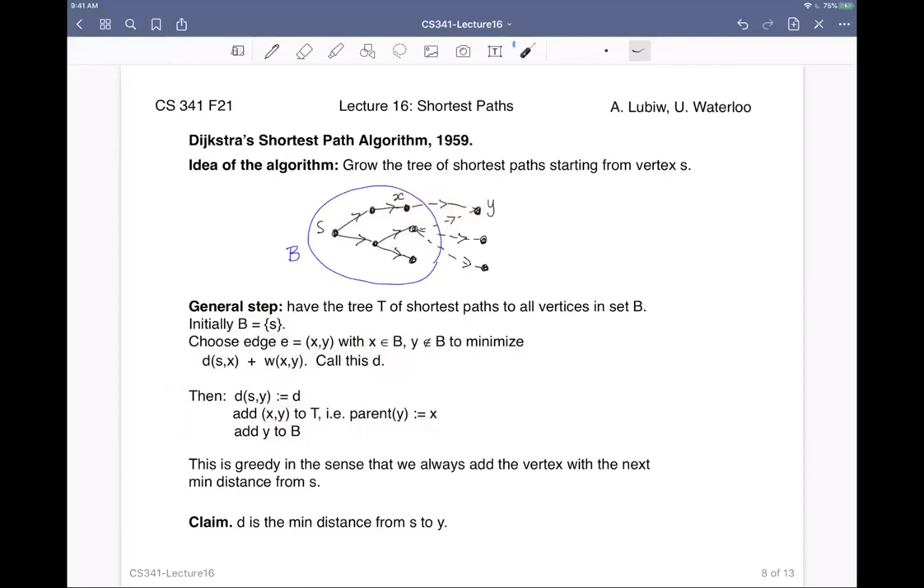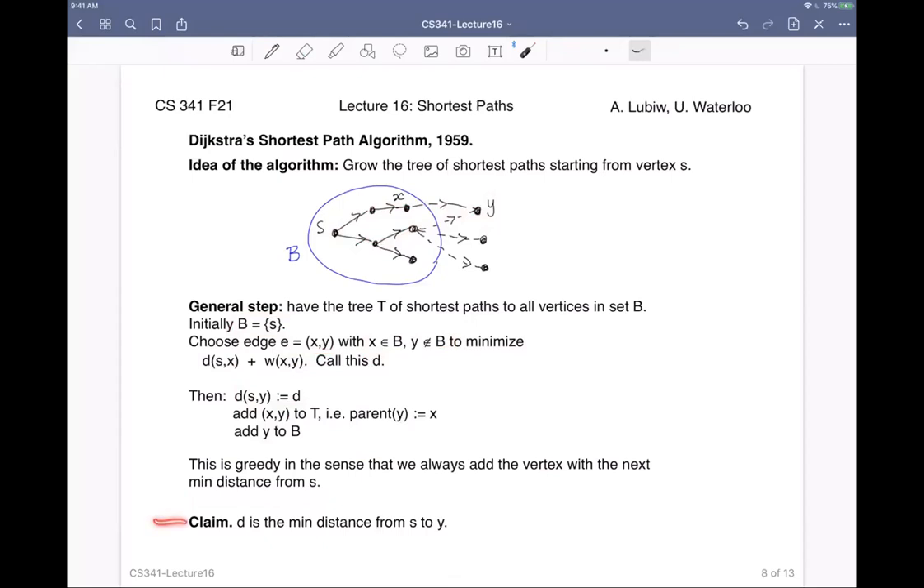I'll give you the exact pseudocode in a moment. What I'd like to address first is just the idea of this and why should this be correct. So again, it's a greedy algorithm in the sense that we're always adding the vertex, namely Y here, that has the next smallest distance from S. And that's actually something we need to prove. I mean, it is true, but we don't know it's true without proving it, okay?